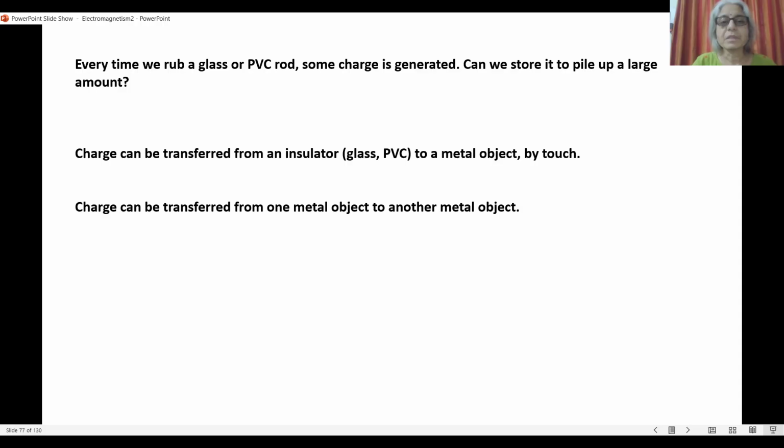Charge can be transferred from an insulator to a metal object by touching it, from a PVC pipe to a metal object, for example. Charge can also be transferred from one metal object to another metal object. We have seen this.